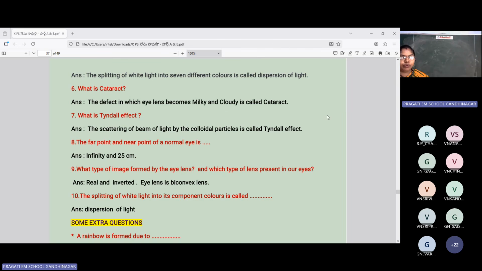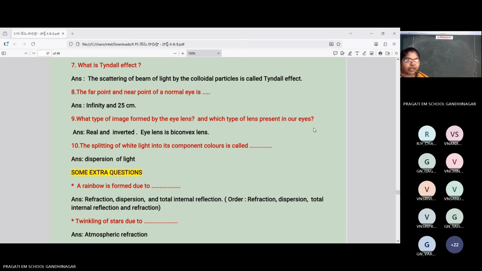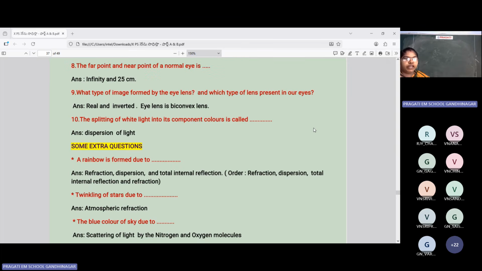Why does the sky appear blue in color? Due to scattering of light. Why do the stars twinkle? Stars twinkle due to atmospheric refraction. Do planets twinkle? No. The far point and near point of a normal eye: the far point is infinity, and the near point, which is nothing but the least distance of distinct vision, is 25 centimeters.